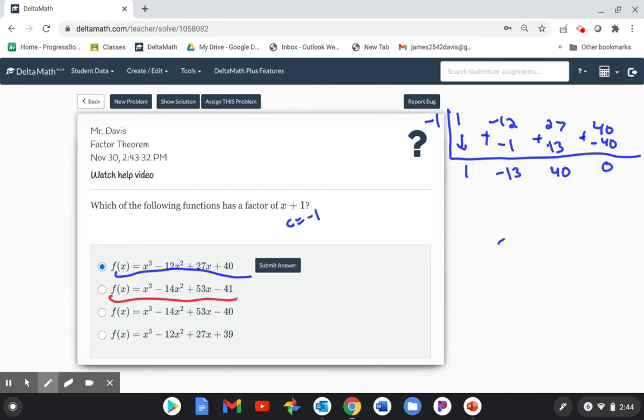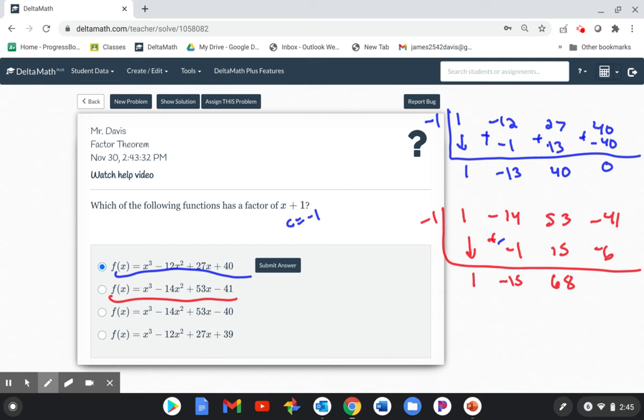For that one, 1, -14, 53, and -41. And then we do the same -1 on the outside. This time we should not get a remainder of 0. So bring it down. 1, -1. And those we get -15, positive 15, 68, -68, -109. So definitely not. And again, we would presume the other ones would be a no as well.